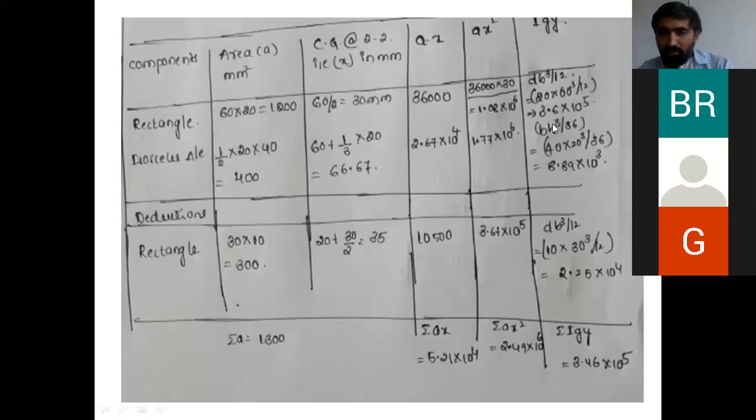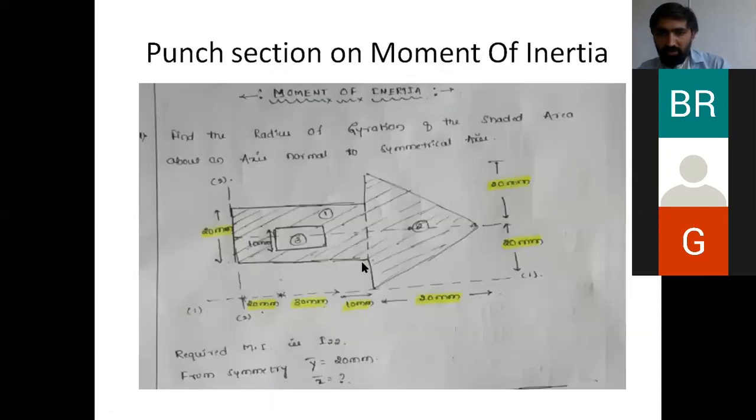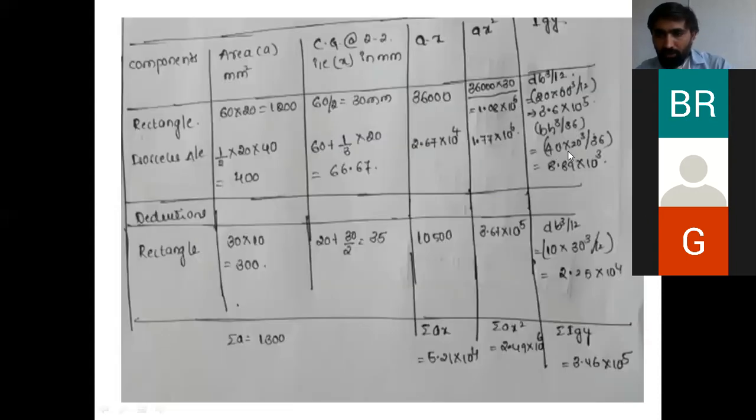So you will get 3.6 into 10 raised to 5. And similarly for the isosceles triangle, bh cube by 36. Which one acts as the width for the triangle? This one acts as the width, so that will be 40 into h cube. H cube will be 20. So 40 into 20 cube by 36, you will get 8.89 into 10 raised to 3. This value is for the whole component, the sum of the rectangle and the isosceles triangle.